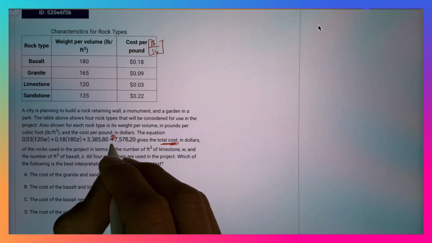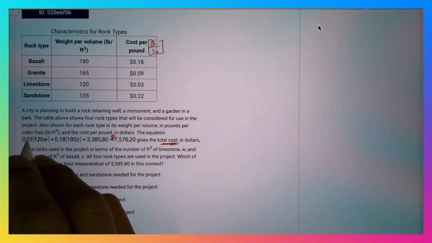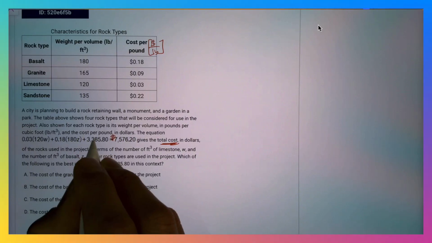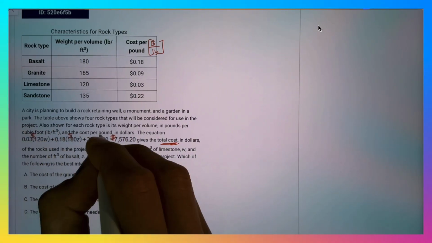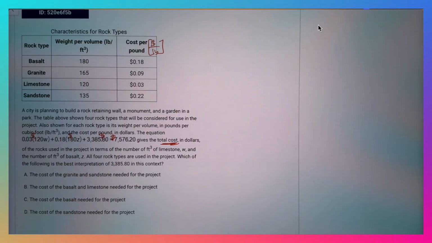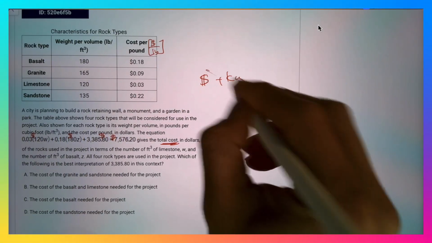$7,576.20 dollar sign. And for you to get dollar sign, all these 3 terms on the left side of the equation must be dollar sign as well. Because you can only add dollar to get dollar. You cannot put like dollar plus kilometer, and that gets you nowhere.